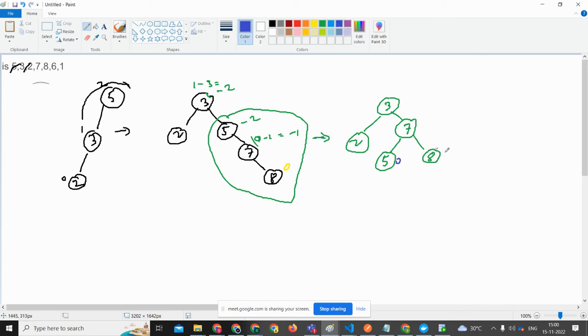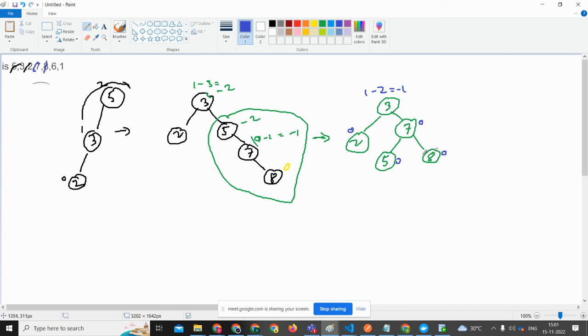Now check for the balance. 0, 0, 0. Then 1 minus 2, it's minus 1. Unbalanced. See? Balance the tree. So if you're balancing on the right, the above part is also getting balanced. So far, did you understand? Good. Now we need to insert 6.